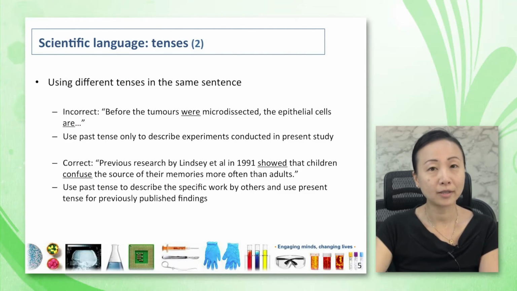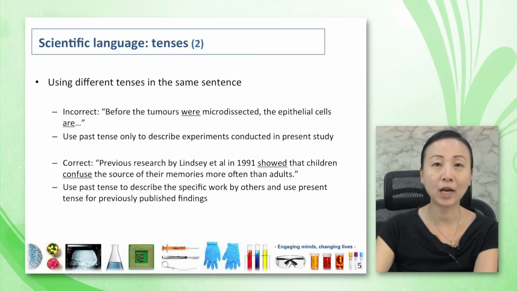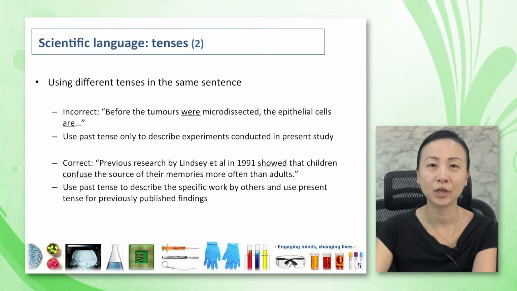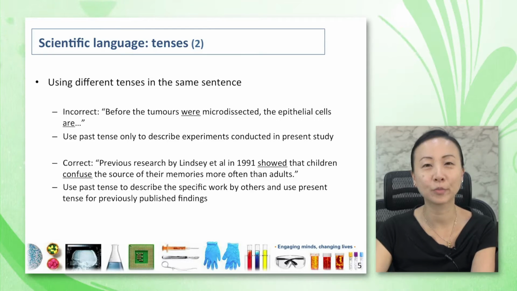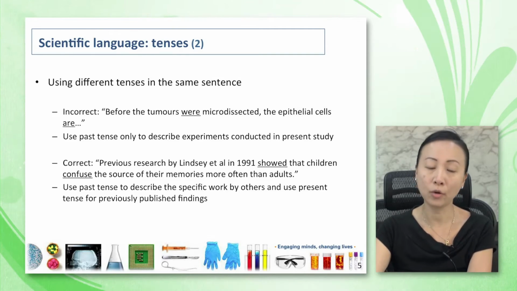Now, there are cases when using different tenses in the same sentence should be avoided, and cases where you will need to do so. It must be evaluated on a case-by-case basis using the rules that I provided on the previous slide. In the first example, the past and present tenses are incorrectly used in the same sentence. As this sentence is describing the experiment conducted in the present study, only the past tense should be used.